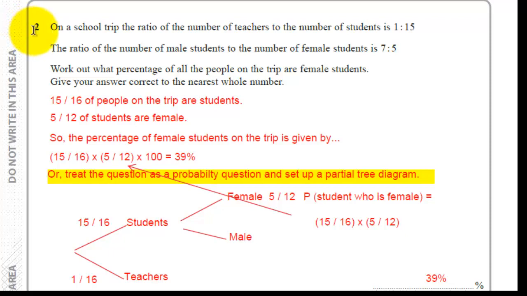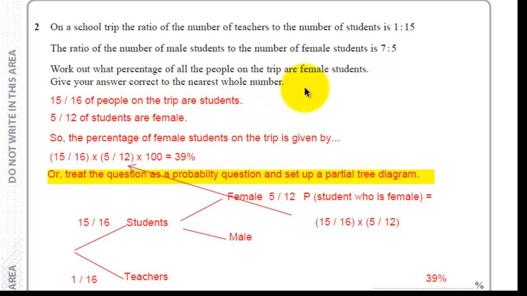Question 2. On a school trip, the ratio of the number of teachers to the number of students is 1 to 15. The ratio of the number of male students to the number of female students is 7 to 5. Work out what percentage of all of the people on the trip are female students. Give your answer correct to the nearest whole number.